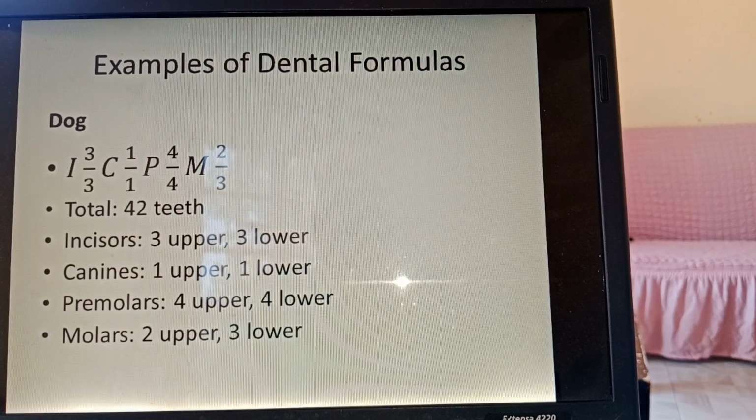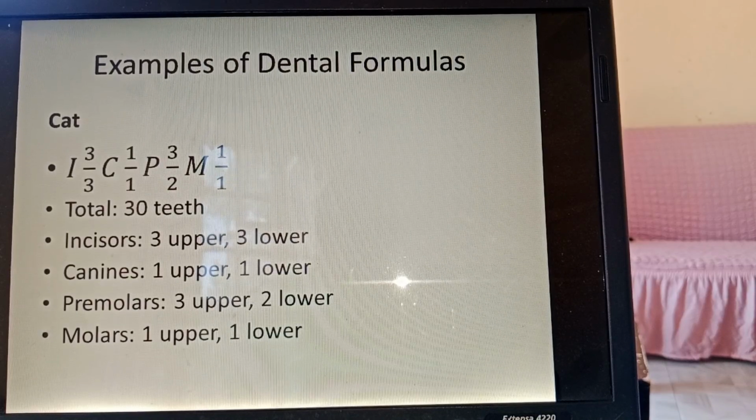Dog, total 42 teeth. Incisors are 3 in the upper, 3 in the lower. Canines are 1 upper, 1 lower. Premolars are 4 upper, 4 lower. And molars are 2 upper and 3 lower.